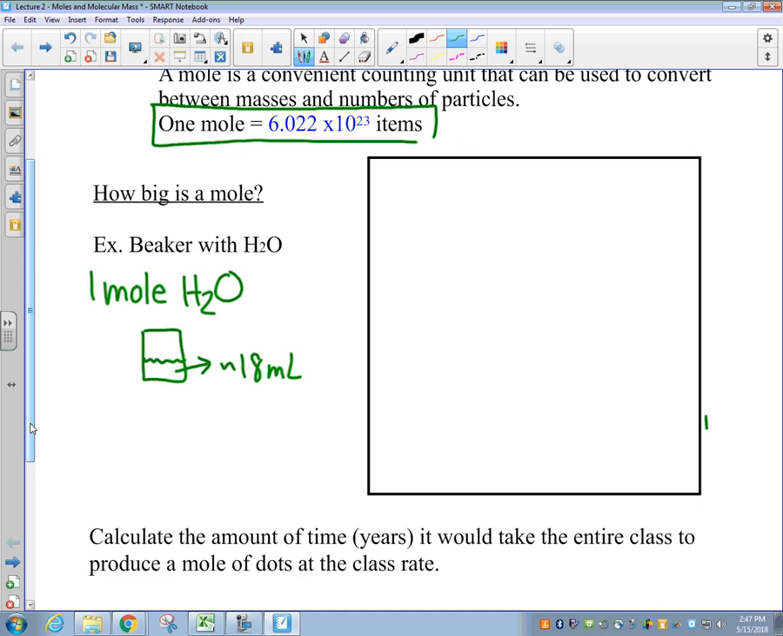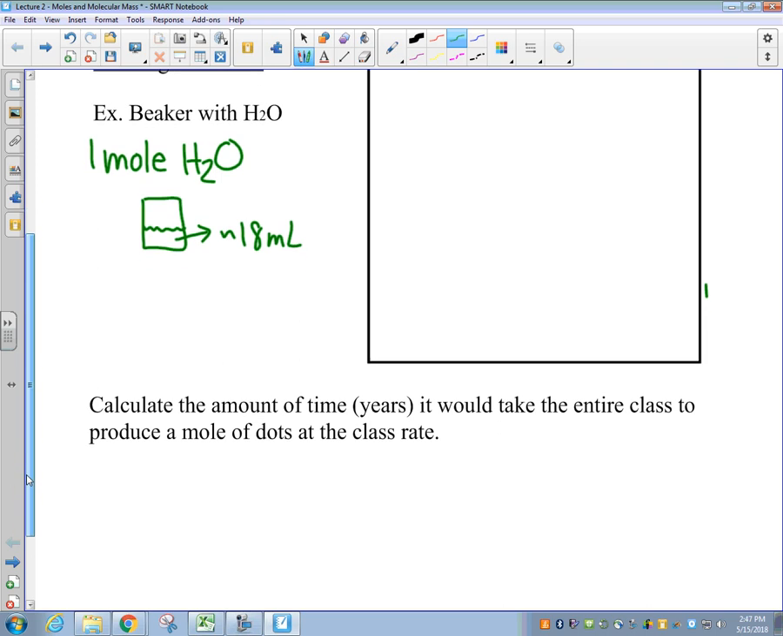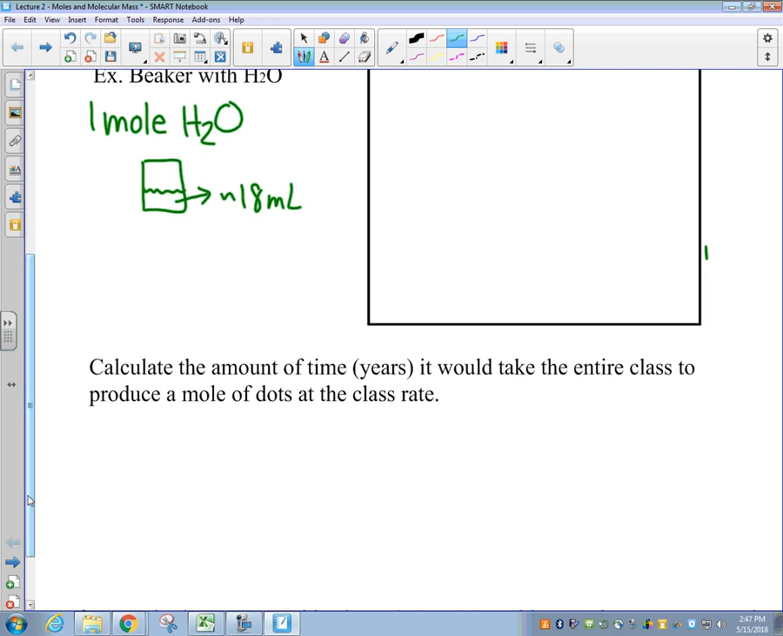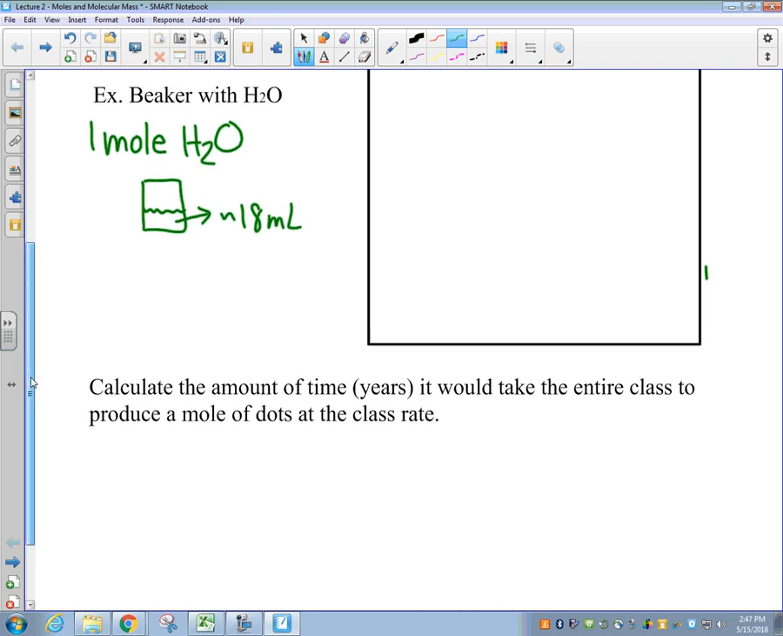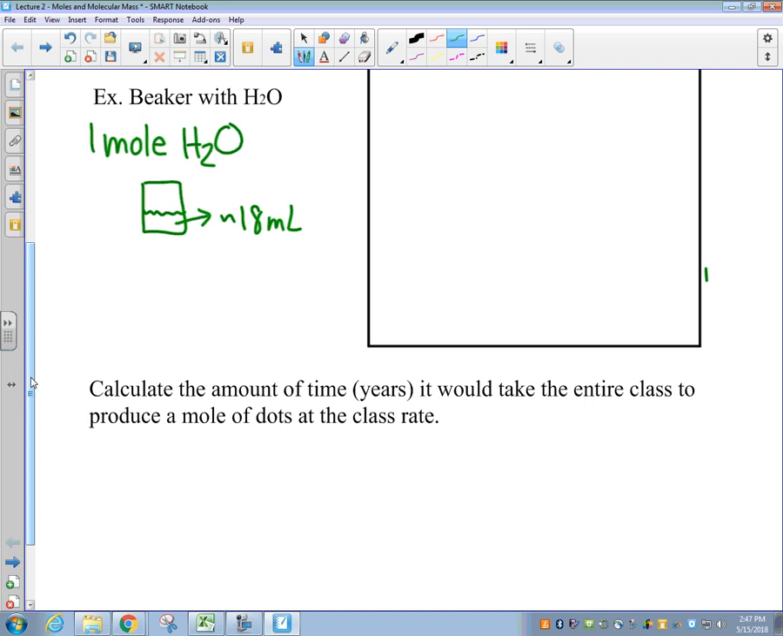The other thing that we like to do in class is we like to figure out the amount of time in years it would take the entire class to produce a mole of dots at the class rate. And so what we do is we have everybody get a pen or a pencil, and we're going to time ourselves for 10 seconds, and we're going to put as many dots in a box or on a piece of paper as we can. Okay? So we would go for 10 seconds and we'd say start. And everybody would put their dots on there. And I'm not going to do it for a full 10 seconds. I'm just going to give you the idea.